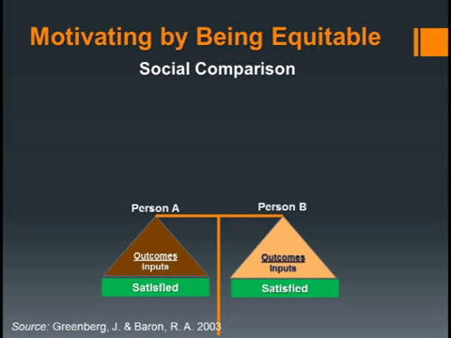Equitable payment is the state in which one person's outcome-input ratio is equivalent to that of another person with whom this individual compares himself or herself. Guilt and anger are negative emotional states that people are motivated to change. As a result, they will seek to create a state of equitable payment in which their outcome-input ratios are equal, leading them to feel satisfied.